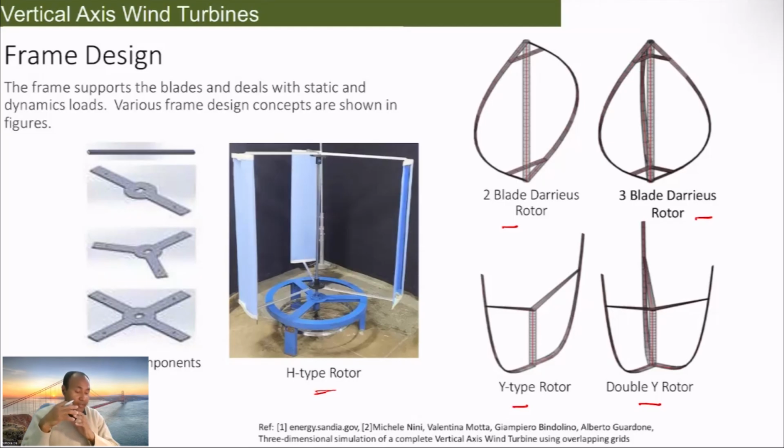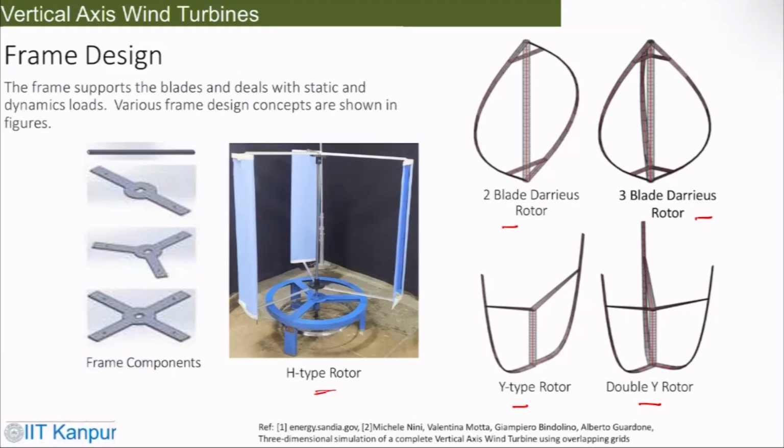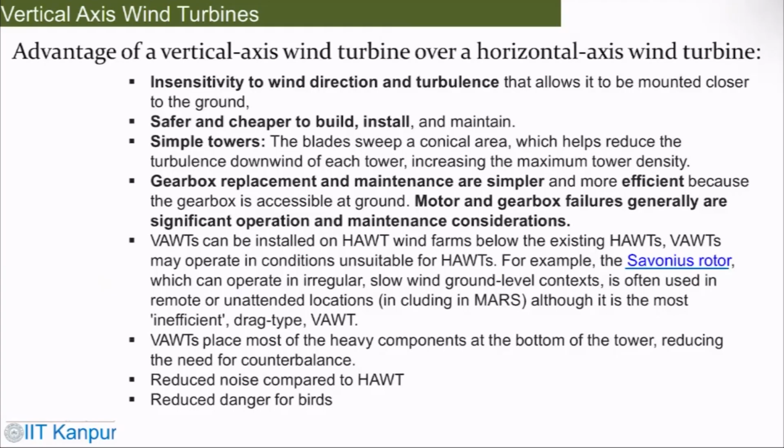Once you design this frame, you can have different structures to connect with the main frame, the shaft and all these things. So obviously these designs have some advantages, some disadvantages, and their own issues. But overall, the vertical axis wind turbine has its own advantages over the horizontal axis wind turbine.